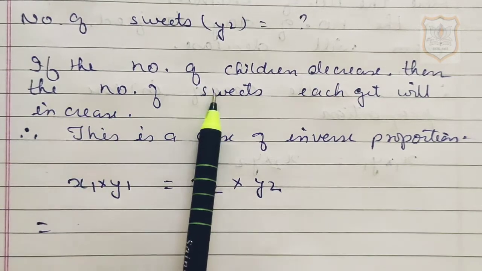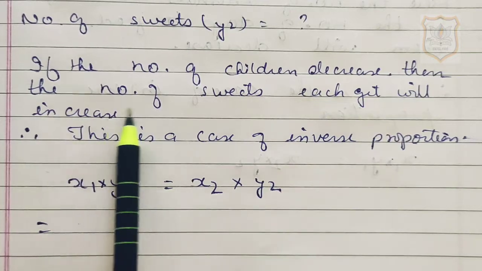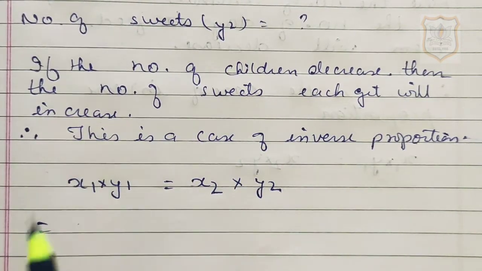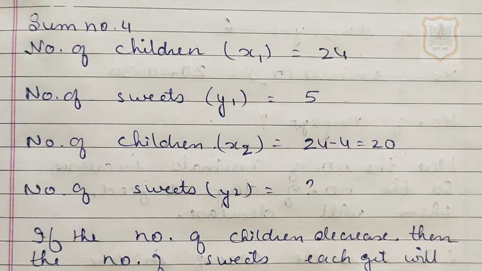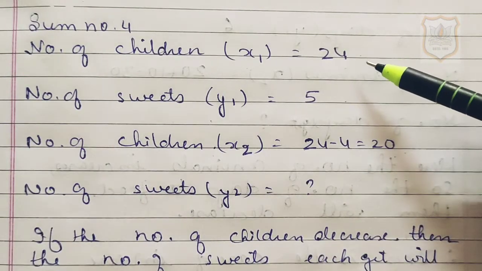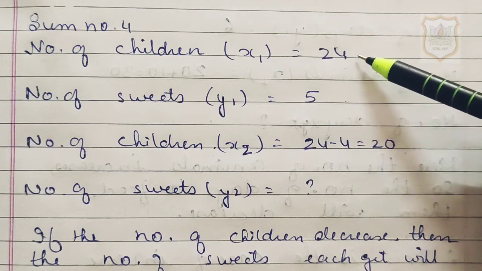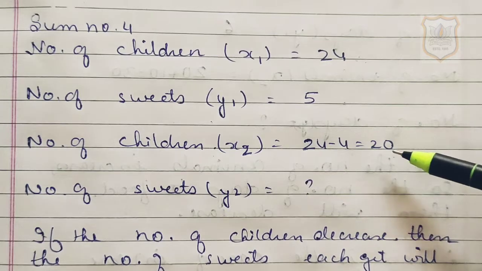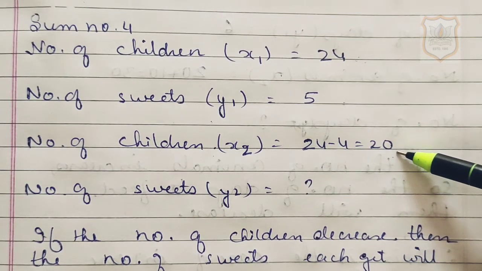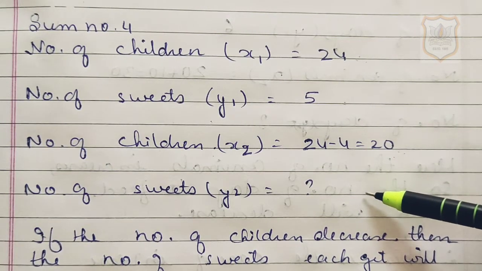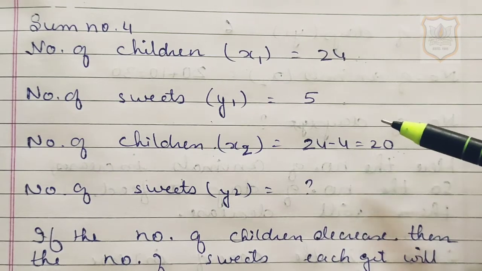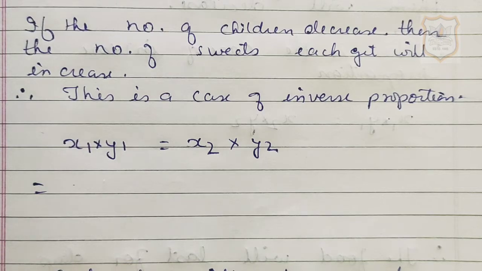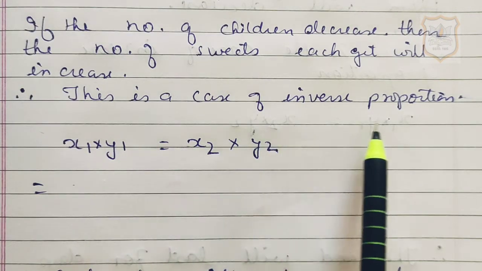Now if the number of children decreases, then the number of sweets each gets will increase. Here students, it is clear that if the sweets are distributed among 24 students, then each child gets 5 sweets, and if it is distributed among 20 children, then the number of sweets each child will get will be more than 5. Therefore, this is a case of inverse proportion.